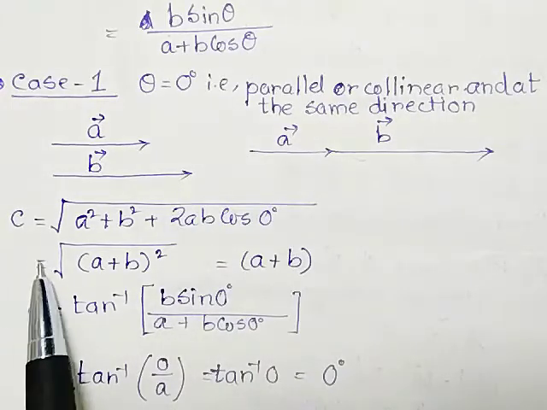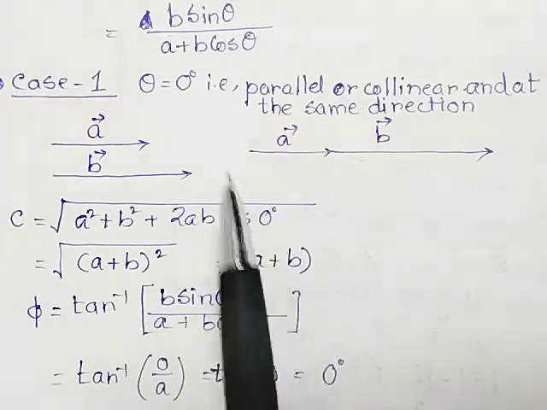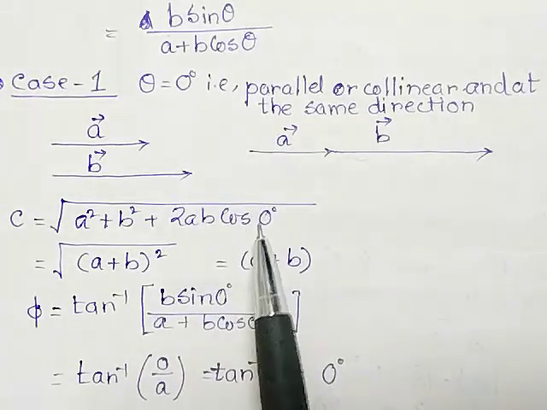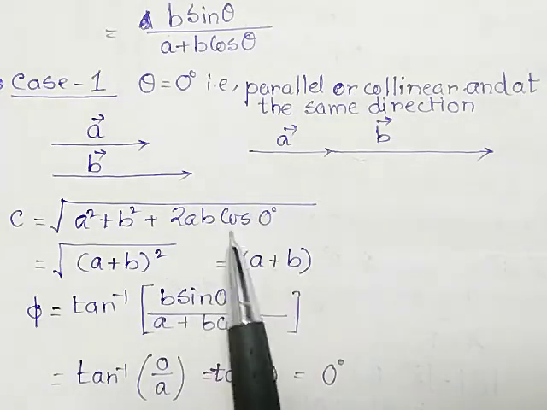Okay, so C equals root over of A square plus B square plus 2AB cos 0 degrees, just replacing the value of theta. So it will become A square plus B square plus 2AB, because cos 0 degrees is 1.